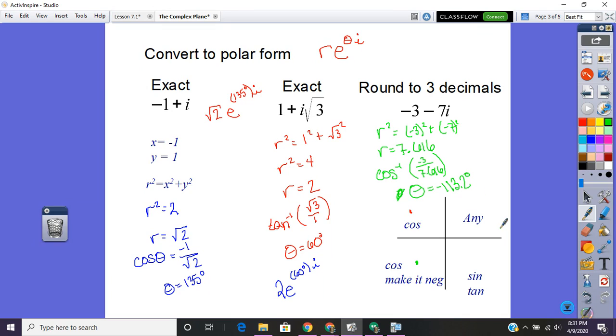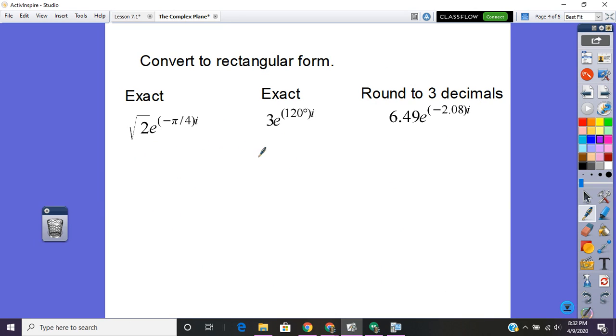So let's write our answer in form. I'm going to put it up here above because I'm kind of running out of space all over this page. So 7.616 e to the negative 113.2 degrees i. So there's our exact form on that one. Or our approximated form, but there's our answer. Okay, so once again, going from rectangular to polar is a little bit more work. Going from polar to rectangular, so much easier.